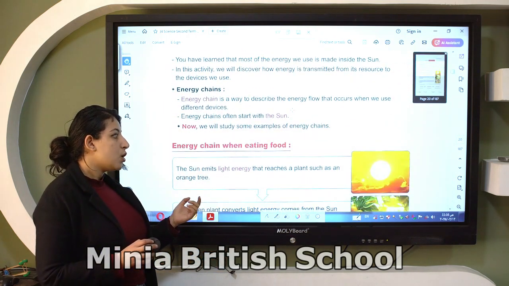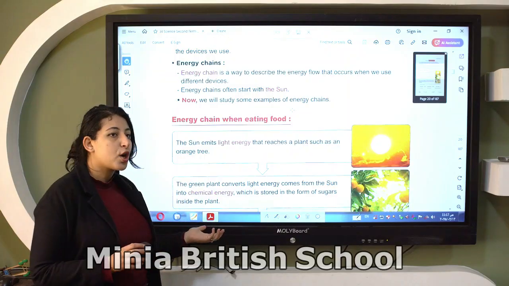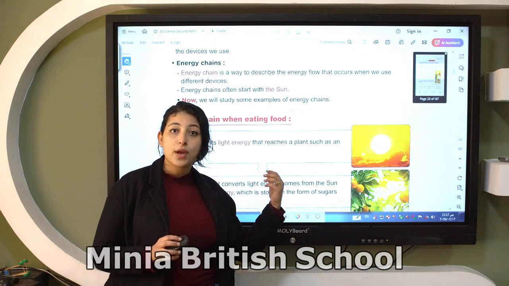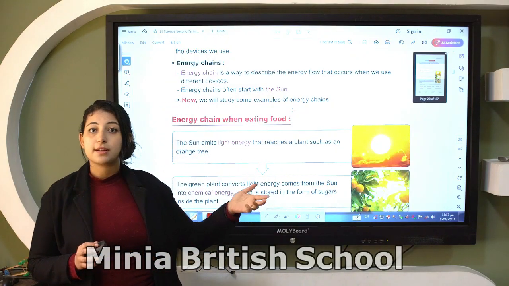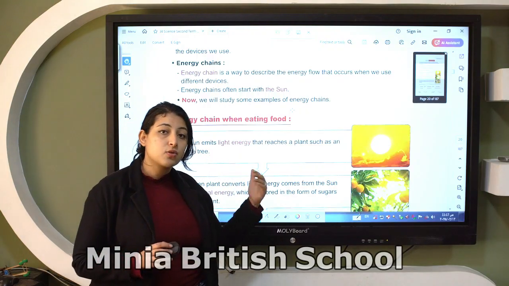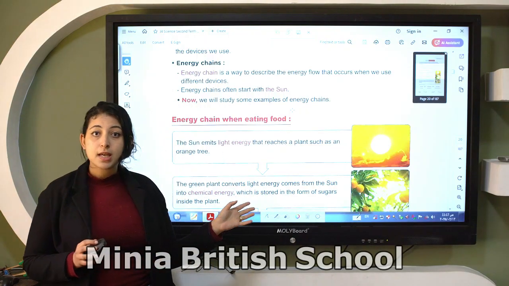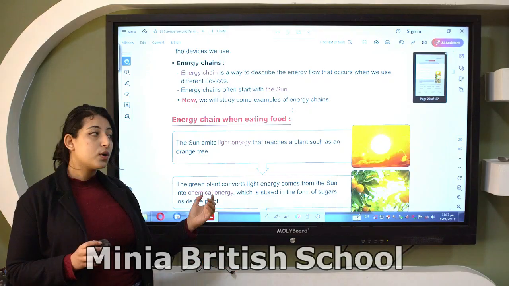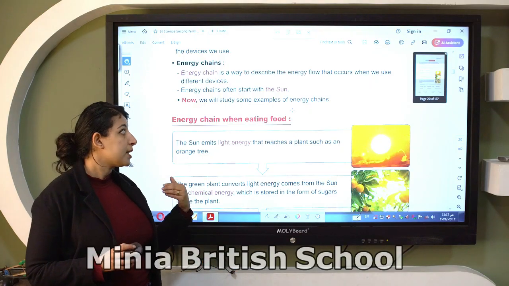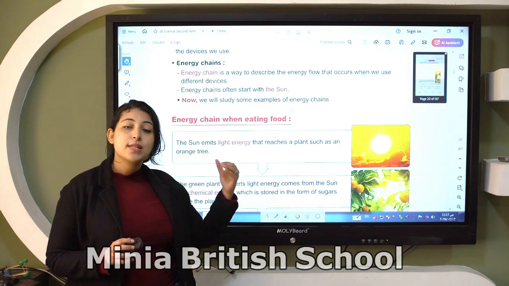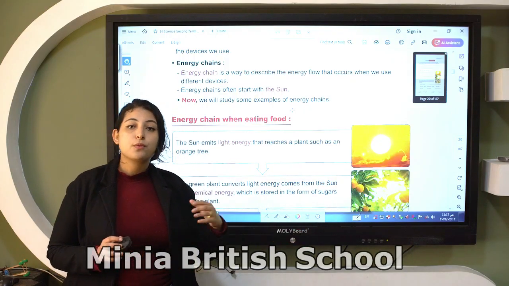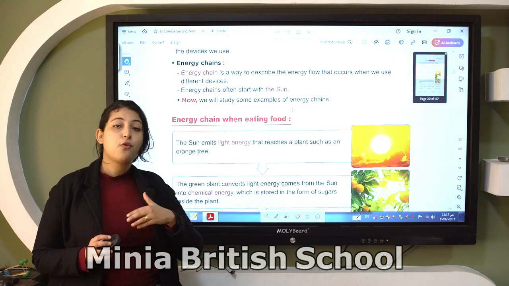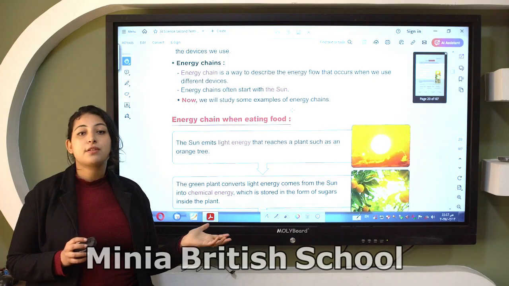Yes. Who can tell me now what is meant by energy chain? As we drew in the calculator, the Mars rover Curiosity, the toy car, and the other devices, what is an energy chain that we drew before? It's a way to describe the flow of energy from one form to another in all different devices.